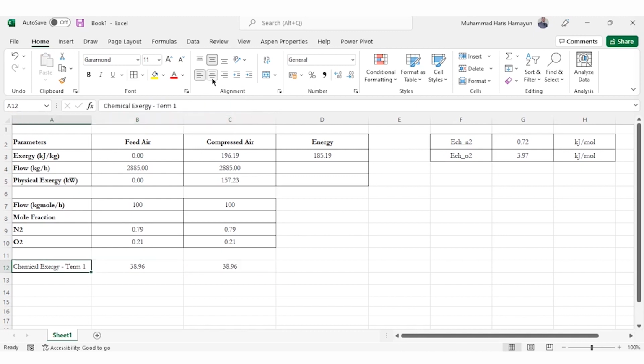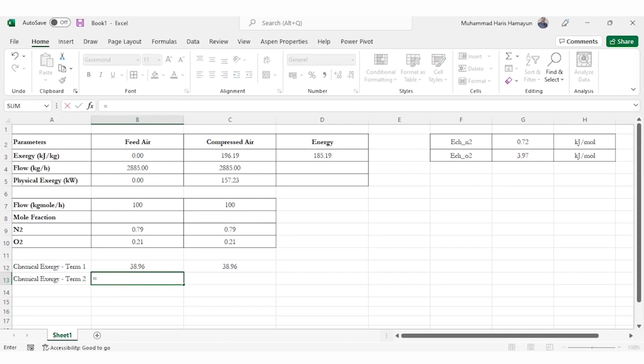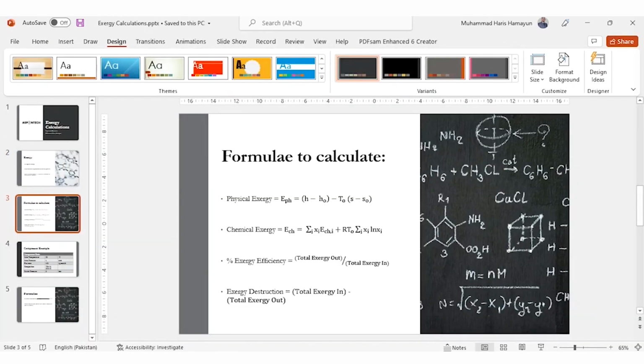the term number one, because there is no separation. These terms might change, or obviously definitely change, when there is a change in composition because the Xi factor is involved in the system. Now we will calculate the chemical exergy term number two, and how it is calculated, if we see again, RT naught summation Xi natural log of Xi.